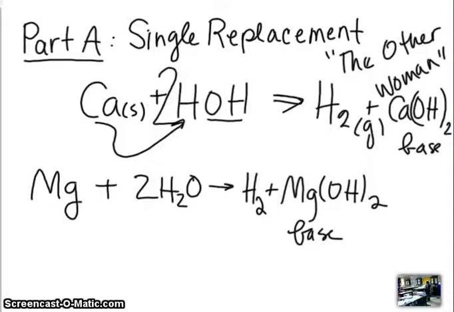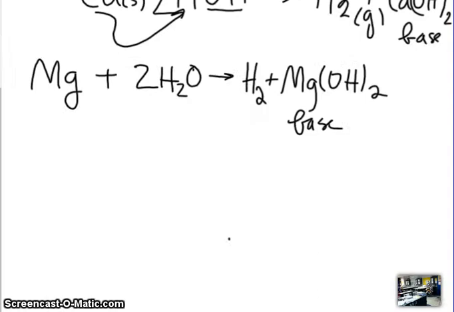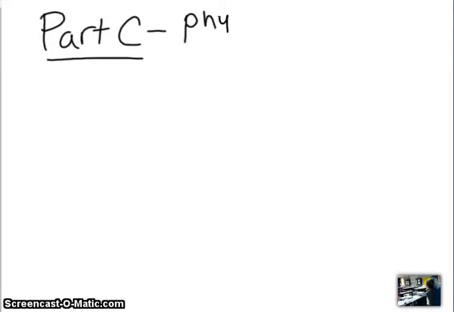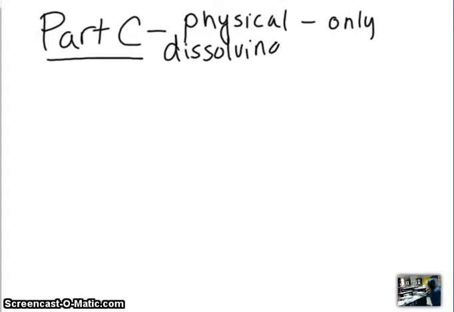There are other parts to the lab. We have part B, but in part B we weren't reacting anything. In part B, all that we did was test the pH, right? We didn't add anything, so there's no reactions for part B. We do have reactions for part C. But I do want to mention that part C was physical. All we were doing was dissolving. But we can write reactions for dissolving. They're called dissolution reactions.